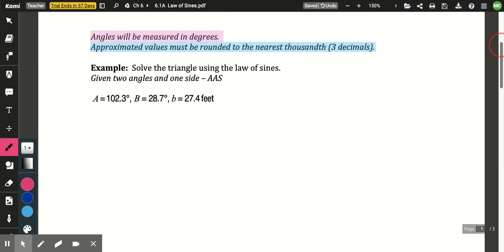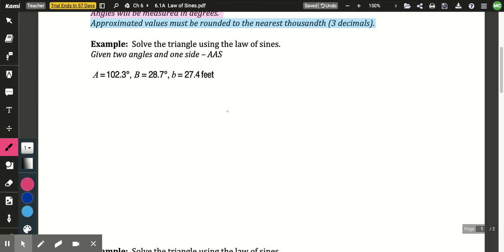All right, so let's see how this works here. For our first case, we're going to be doing what's called angle-angle-side. That means we're given 2 angles and 1 side, and that side that we're given is not between the 2 angles.